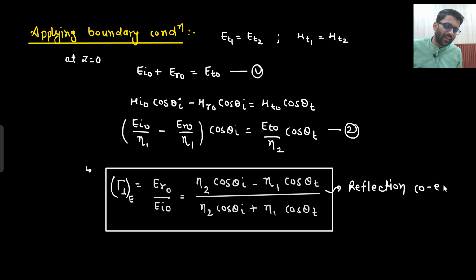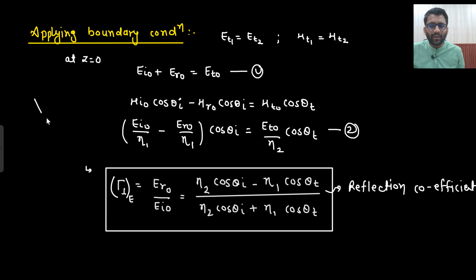In the end, certainly I will tell you how you will keep it in mind. Initially it was eta 2 minus eta 1 divided by eta 2 plus eta 1. Now it has become eta 2 cos theta I minus eta 1 cos theta T, over eta 2 cos theta I plus eta 1 cos theta T. Now how will you remember, sir, whether here theta I would come or theta T would come?